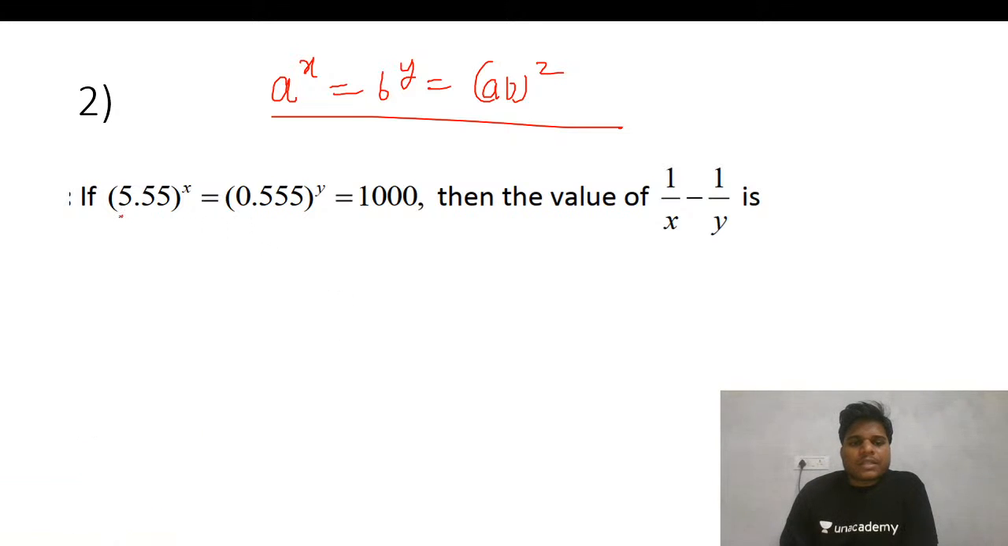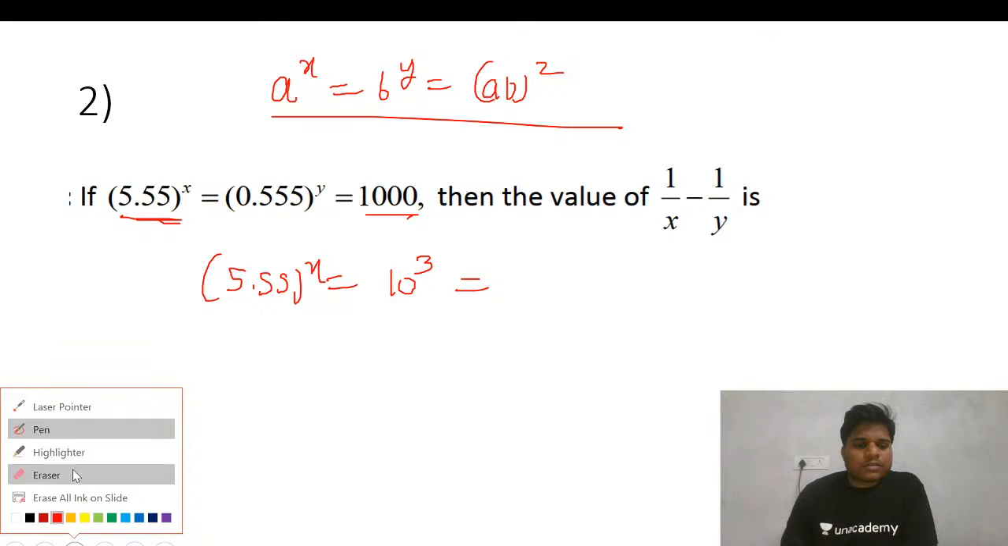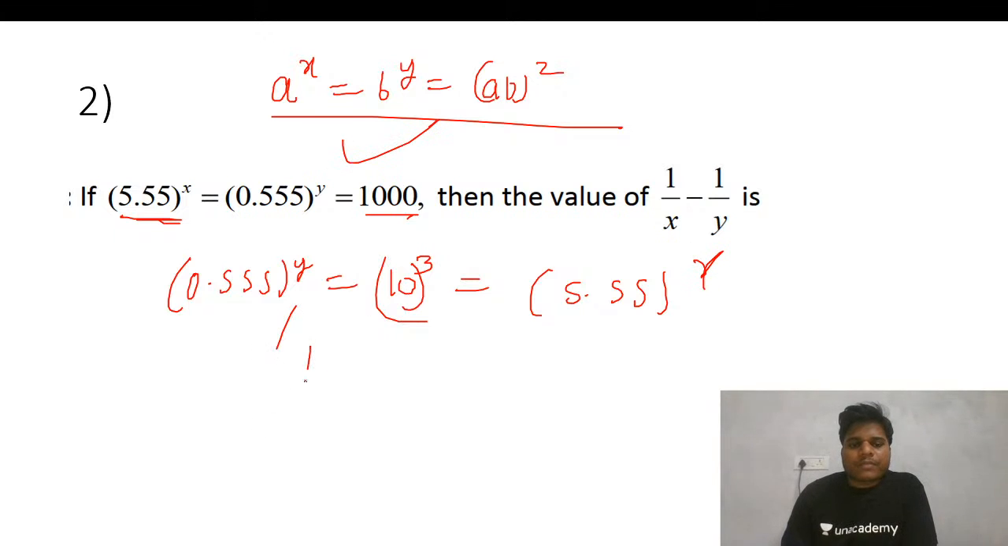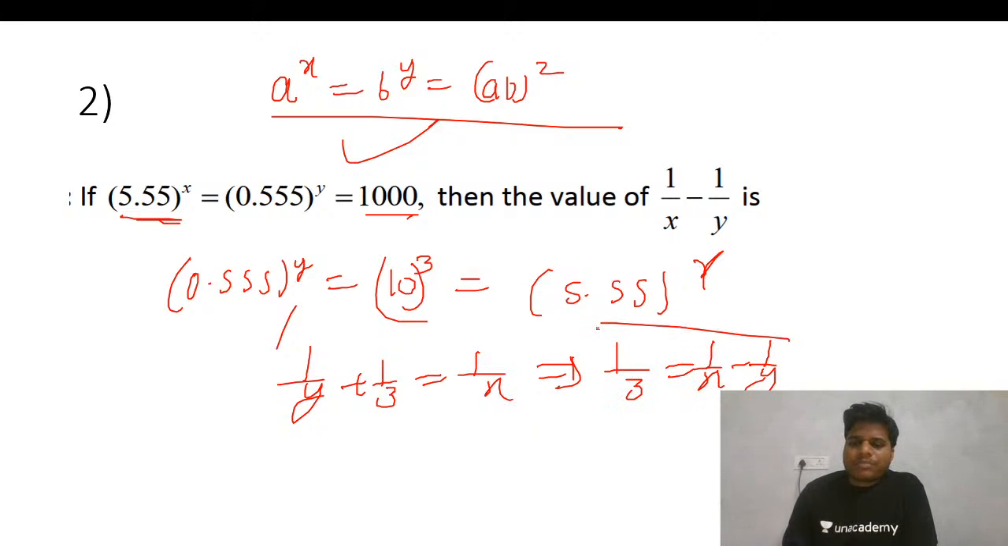So what we will do, see this thing and see this thing. 5.5 to the power x, 10 cube equals... no, just... 0.555 to the power y equals this; when you multiply this with 10, you get 5.55 to the power x. Okay, so the same thing will apply: 1 upon y plus 1 upon 3 equals 1 upon x. That comes to 1 upon 3, which is what we required. Fine, simple. So just remember this, it is a very important thing.